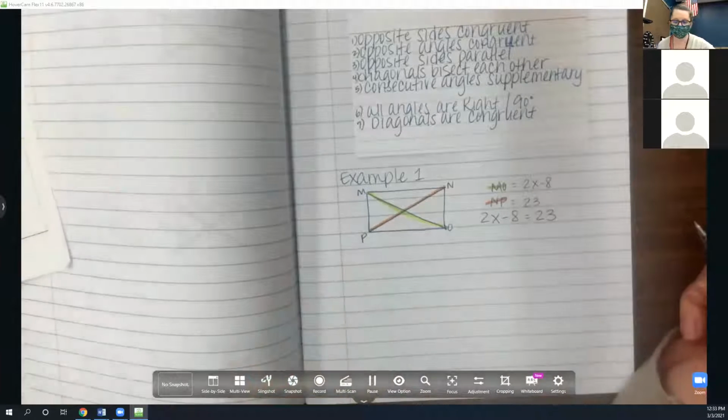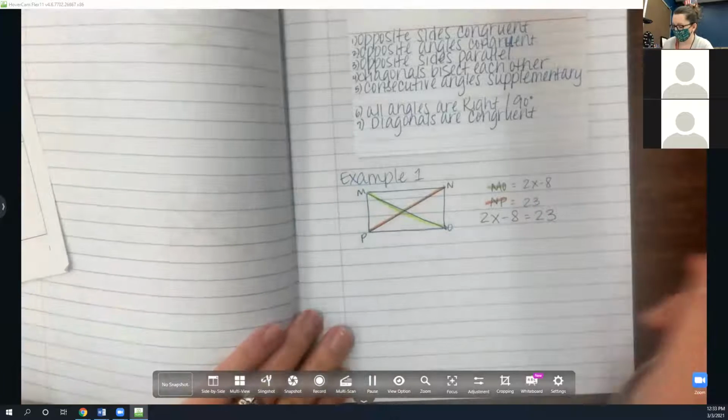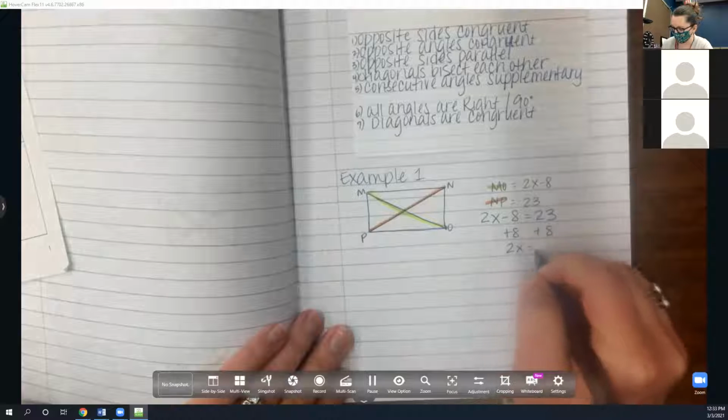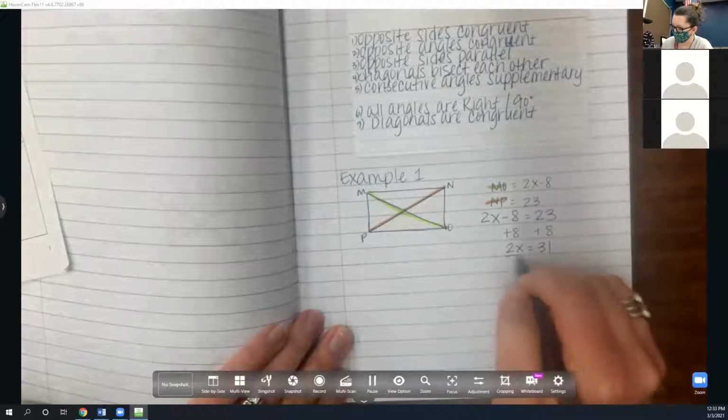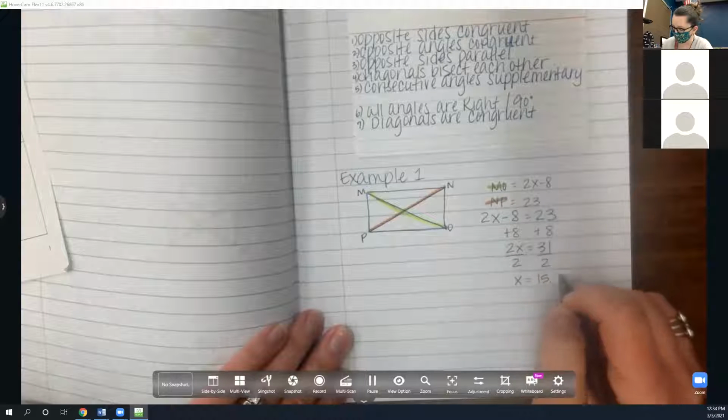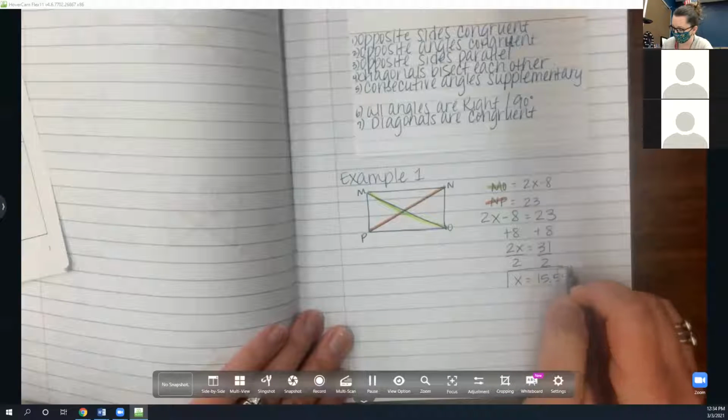Awesome job. Thank you for participating. So let's go ahead and work on this. We're going to add 8 here. So we have 2x equals 31 and divide by 2, and x equals 15.5.